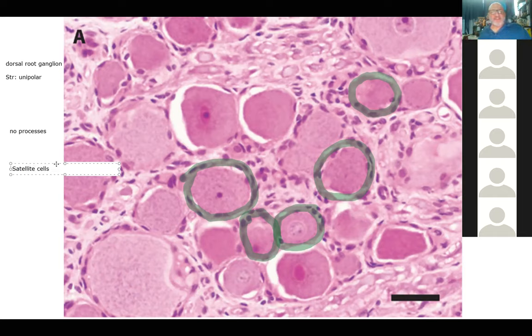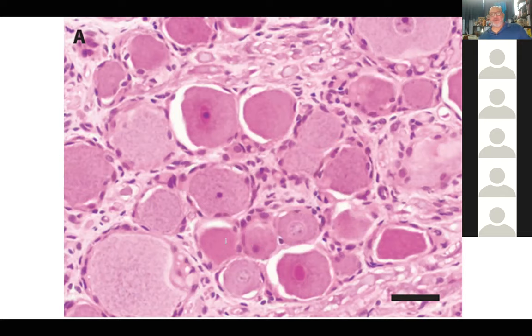So satellite cells are a second dead giveaway that we are in the dorsal root ganglion. So no process, satellite cells. But there's even a third dead giveaway. Again, notice for whatever reason, and I'm not sure why this is, the nucleus and the nucleoli tend to be much more clear in the dorsal root ganglion. Look how clearly you can see the nuclei and you can see the nucleolus, but that's somewhat subjective.